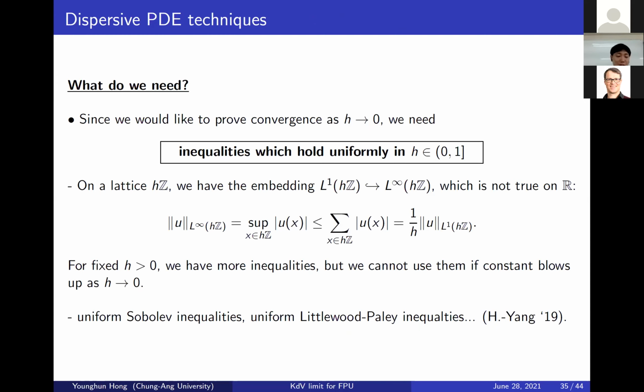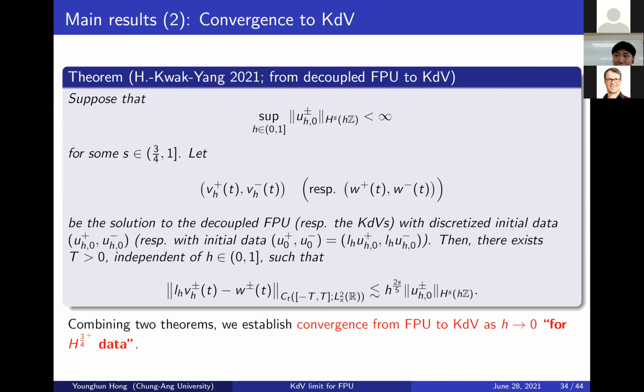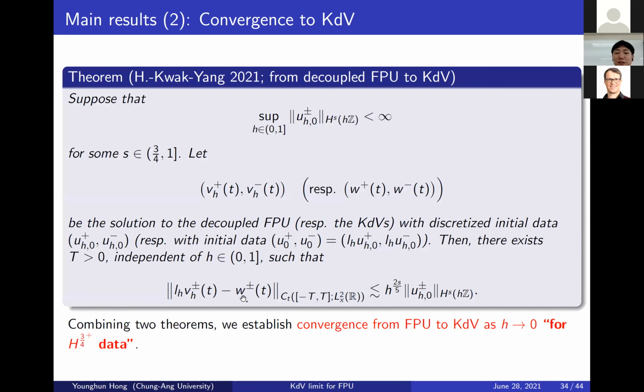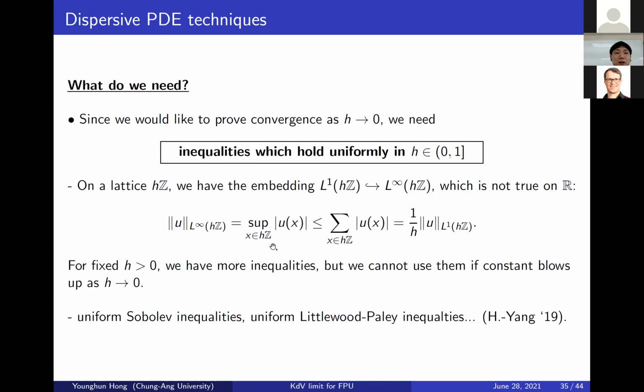Let me then briefly explain the key idea to prove these theorems. In order to prove the continuum limit convergence, one thing we need to be very careful about is that we need inequalities which hold uniformly in h. For instance, on the lattice domain, there are many more inequalities.